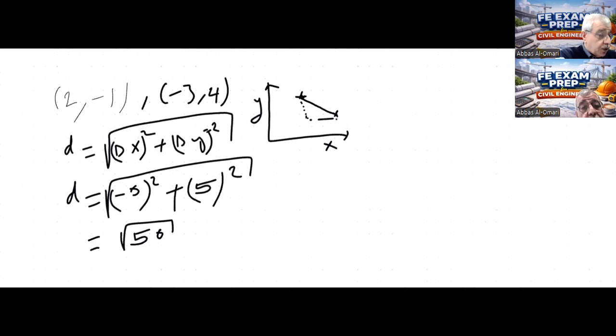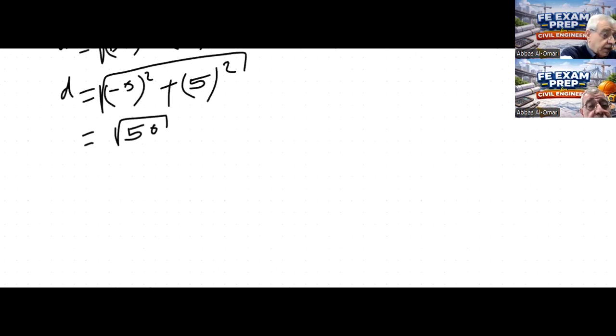Now, in multiple choice questions, you can find the answer in different formats. So, for example, square root of 50 is square root of 25 times 2. Now, square root of 25 is 5. So, again, the answer can be rewritten in a different format. So, either square root of 50 is correct, or 5 square root of 2 is also correct.